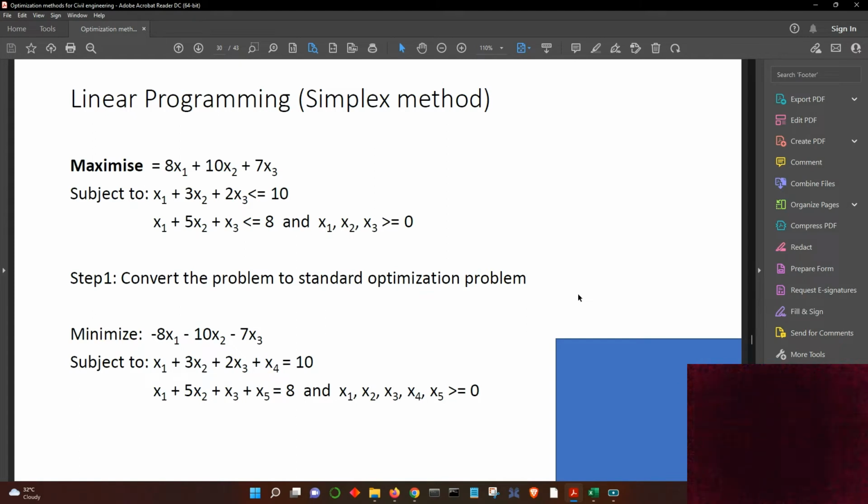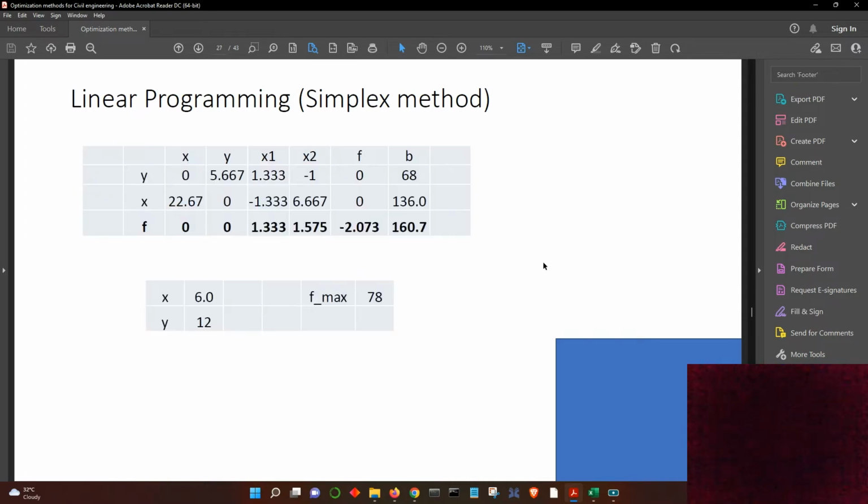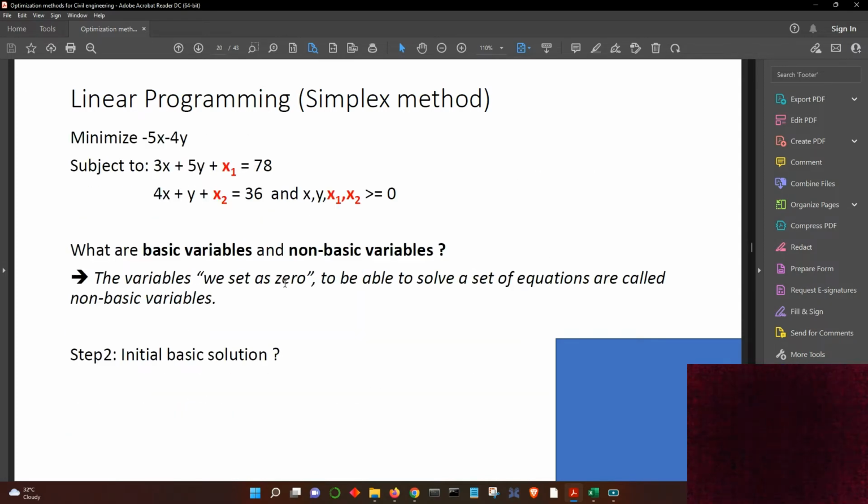Okay, maybe I should not have skipped that first equation. I skipped it since it was easy. Let me go back. Don't mind this. We have just come back here to see what is a basic variable and a non-basic variable.